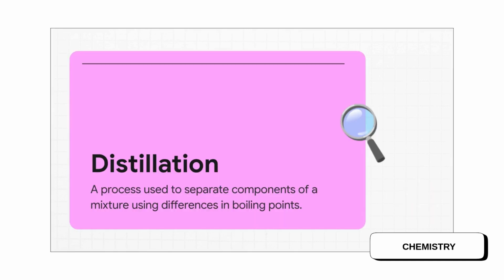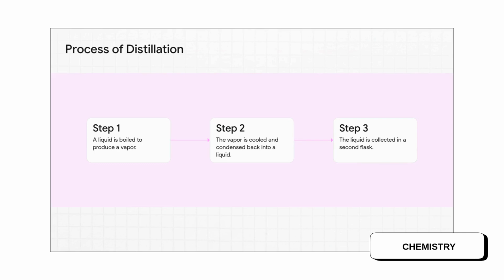But wait, what about separating a homogeneous mixture? A solution where everything's dissolved and you can't see the parts? Well, for that, scientists often turn to a process called distillation. And this one is all about using differences in boiling points. So just imagine you have salt water. We all know water boils at 100 degrees Celsius, but the salt's boiling point is way, way higher. So what you can do is boil the water, which turns it into steam. That steam travels down a tube where it gets cooled down and turns back into pure liquid water, leaving all the salt behind in the first container. Pretty clever, right?